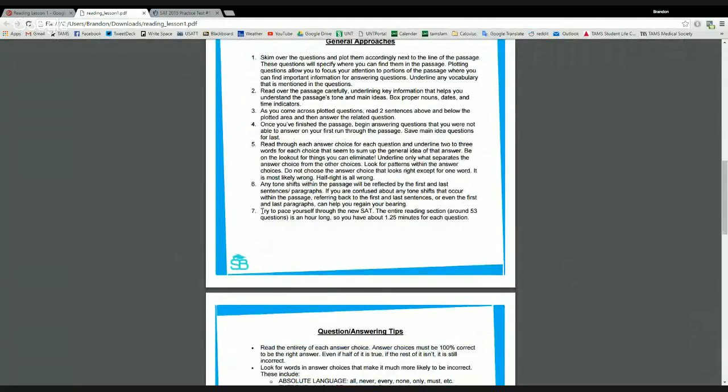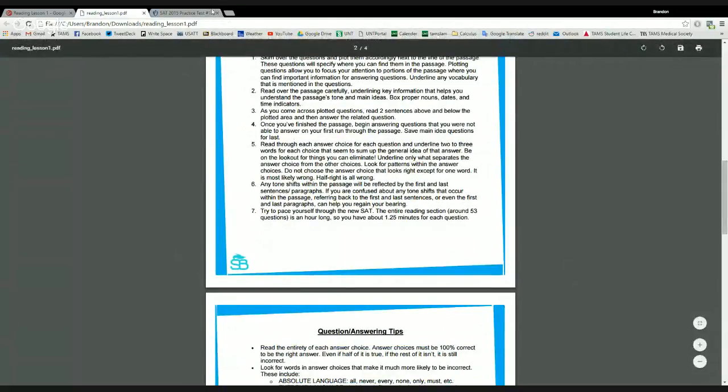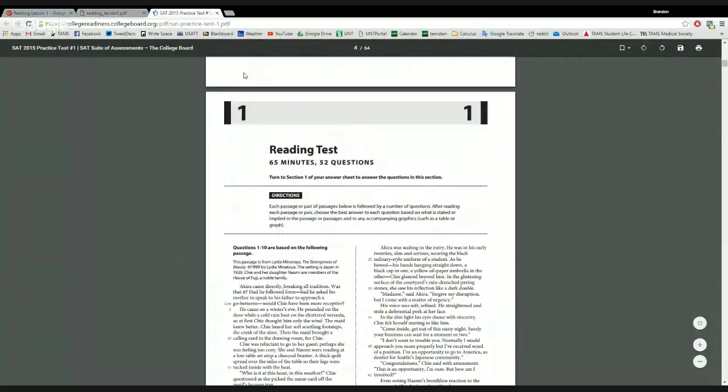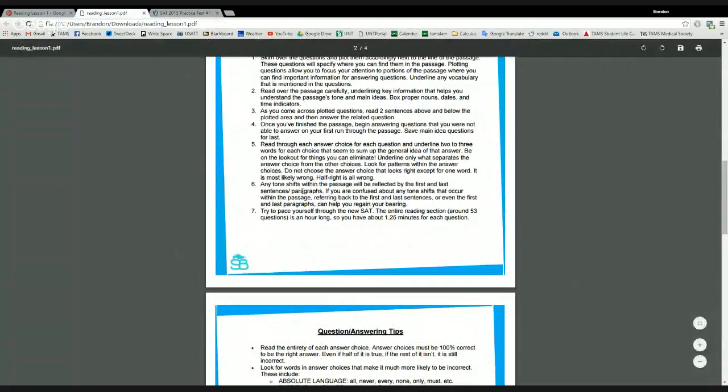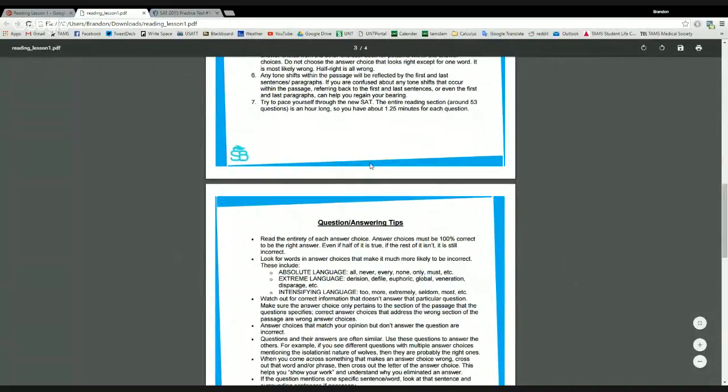Number 7, try to pace yourself through the CT. The entire reading section, like I said, is 65 minutes and 52 questions, meaning that you have about 1.25 minutes for each question. So make sure your timing is right in practice.